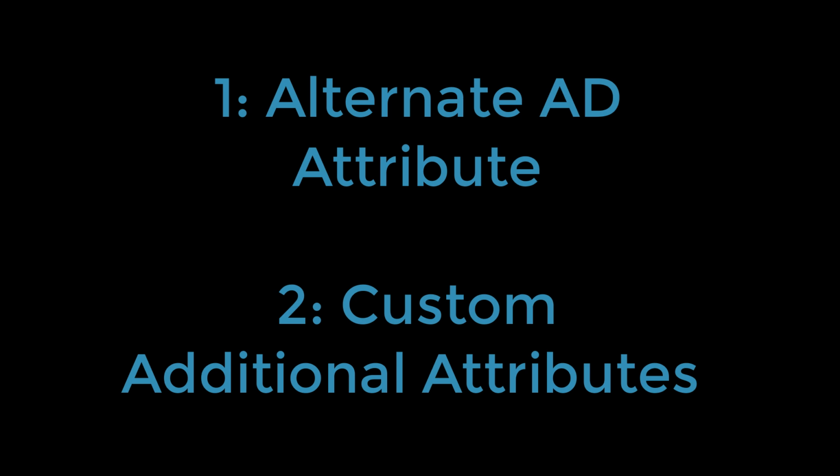In summary, mobile numbers for SMS text message can be saved in two alternate locations without exposing the mobile numbers to other users within the organization. First, we configured an alternate Active Directory attribute. Then second, we created a custom attribute in CyberArk that can be used by both Active Directory users and non-Active Directory users. We hope this video has been helpful, and thanks for watching.